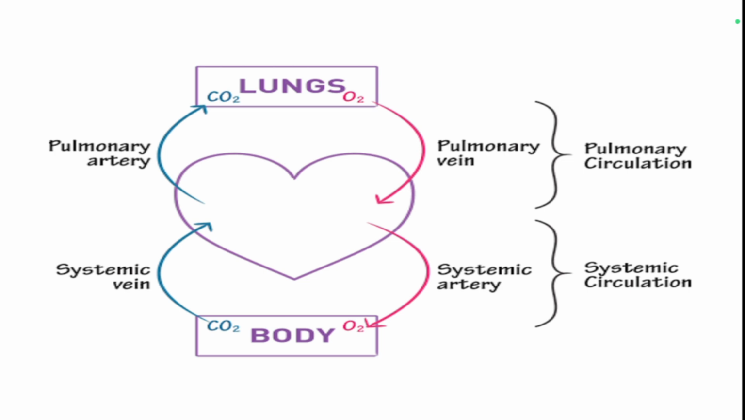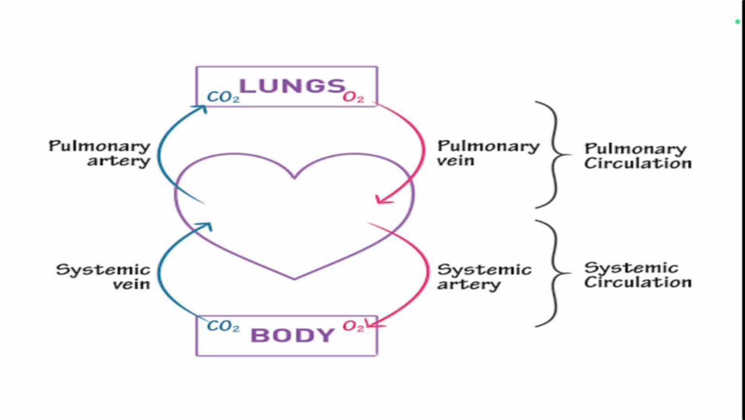Then what happens in systemic circulation? Actually, the body receives the oxygenated blood through the heart, and the systemic vein collects all the deoxygenated blood to the heart again. Now, a question comes that why?